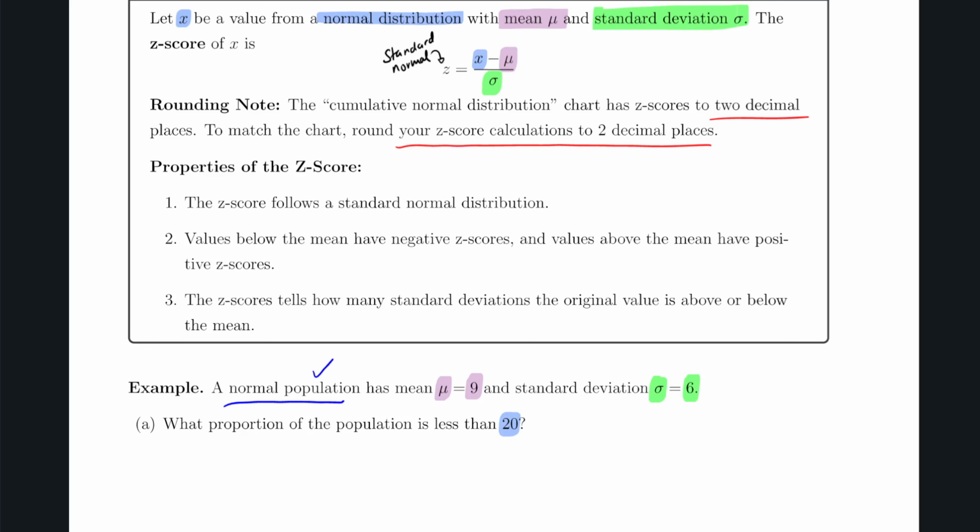It's our x value. I can't just look up 20 in my cumulative normal chart because that chart only applies to standard normal, and this is just a normal population. So the first thing that I'm going to do is I'm going to get my z-score, which will allow me to look at the standard normal distribution, and I'm going to say the data value minus the given mean divided by the standard deviation. And as we calculate that, I know I'll want to round to 2 decimal places.